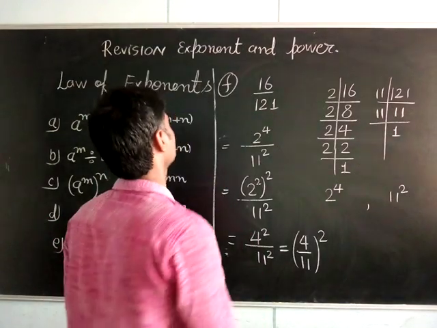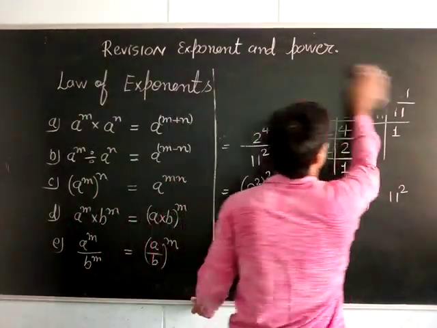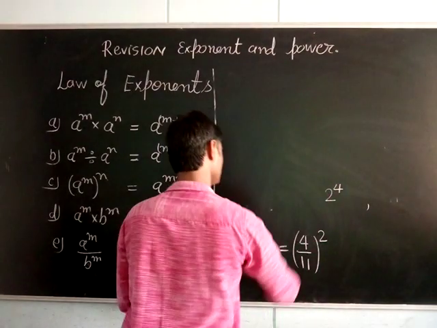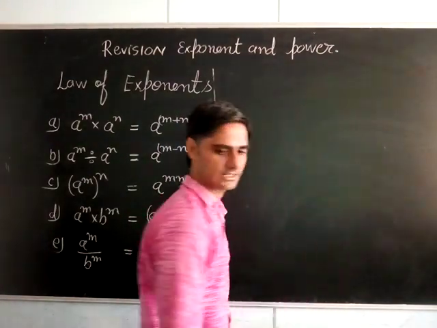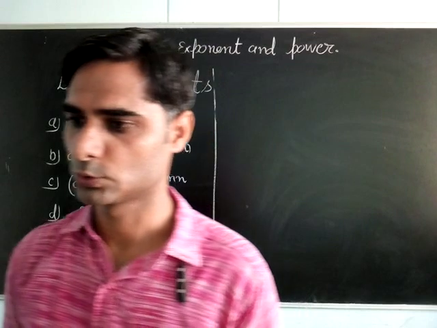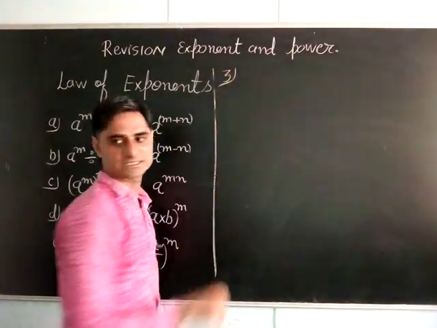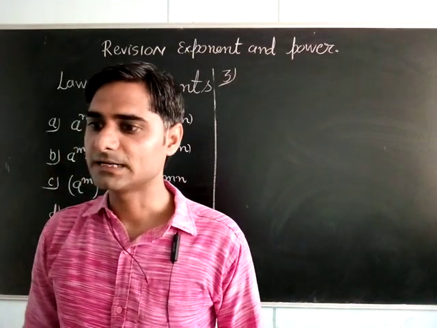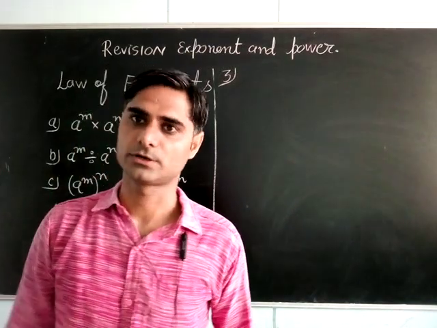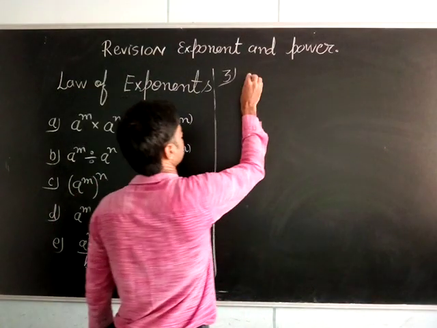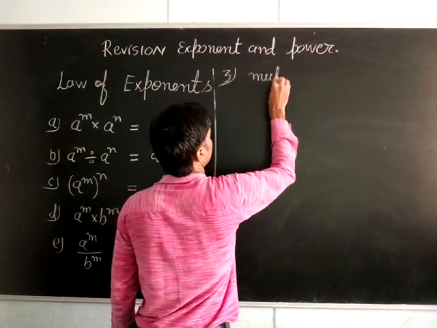Now we will take the next problem, and that will be at a different time. Now, this was the second question, or last question, of question number 2. Now we will take number 3. The third question is given: write the multiplicative inverse of the following. Multiplicative inverse. What do you mean by multiplicative inverse?